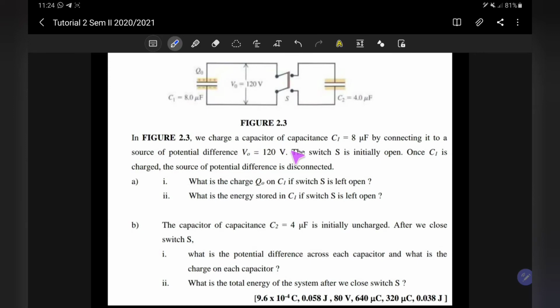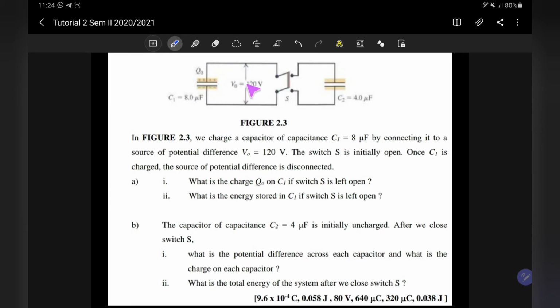We charge a capacitor of capacitance C1, which is 8 microfarad, by connecting it to a source of potential difference of 120 volt. The switch S is initially open. The switch S still open means that the switch is still off. Once C1 is charged, the source of potential difference is disconnected. Okay, first what do we have? We just charge this capacitor with our power supply, so we are talking about the charging process of C1 using 120 volt. And then by completing the charging process, we just take out the power supply.